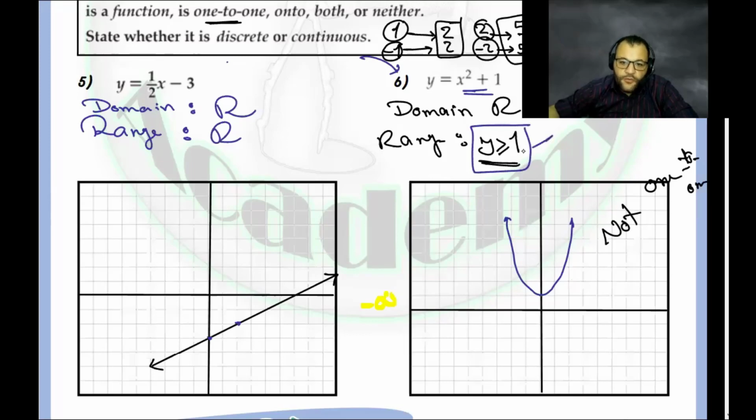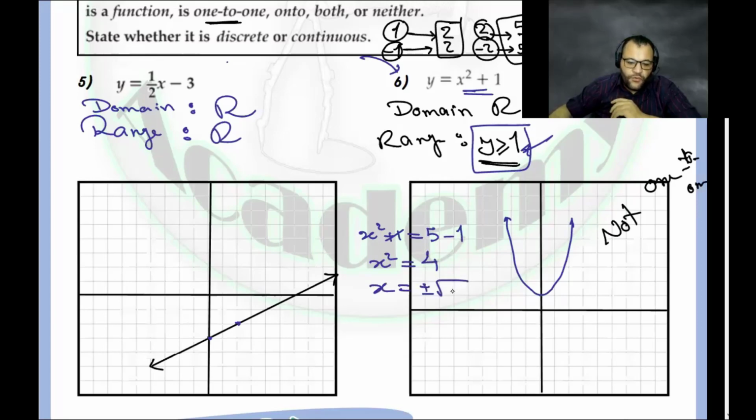Is there any value of Y that you will not get for this one? Choose any value for Y, more than or equal to 1. I will explain it in an easy way. Choose 5. So when I say Y equals 5, will I find a value for X or not? When x squared plus 1 equals 5, by subtracting 1, x squared equals 4, then x equals positive or negative the square root of 4, then x equals positive or negative 2. It means there are two values that give you 5.